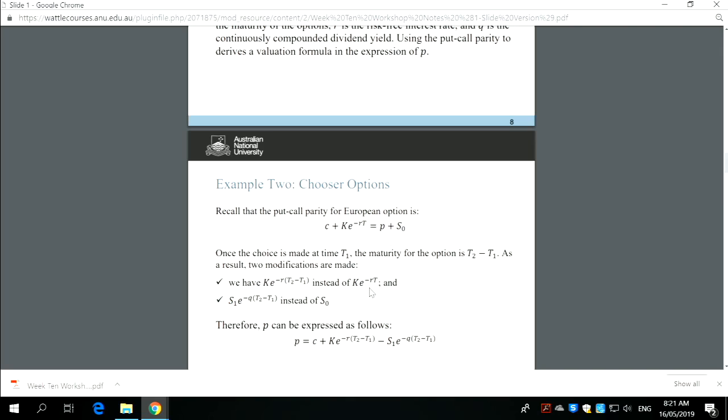So we just made two modifications. If we do that and rearrange the equation, we get an expression for the put option. So the put option can be expressed as this.